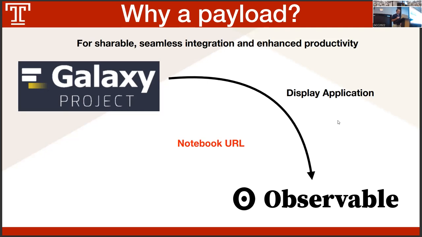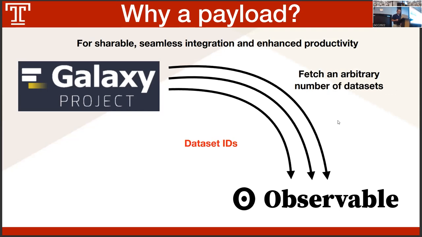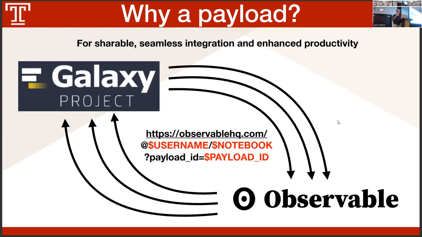So for instance, the notebook URL tells Galaxy how to send the user to Observable through the display application. The history ID allows you to fetch history information that you can link from Observable back to Galaxy, or to fetch data from Observable. Multiple data set IDs allow you to pull these out of Galaxy, and if you just take one ID for the data set that holds all this information, that's really all you need. You get a nice short URL and multi-data set visualization from Galaxy, which is a continued topic of interest.